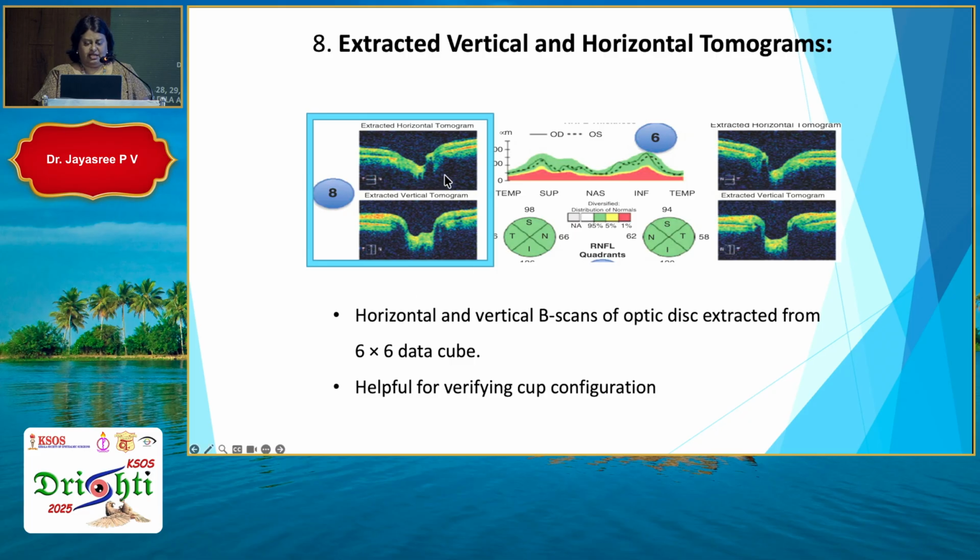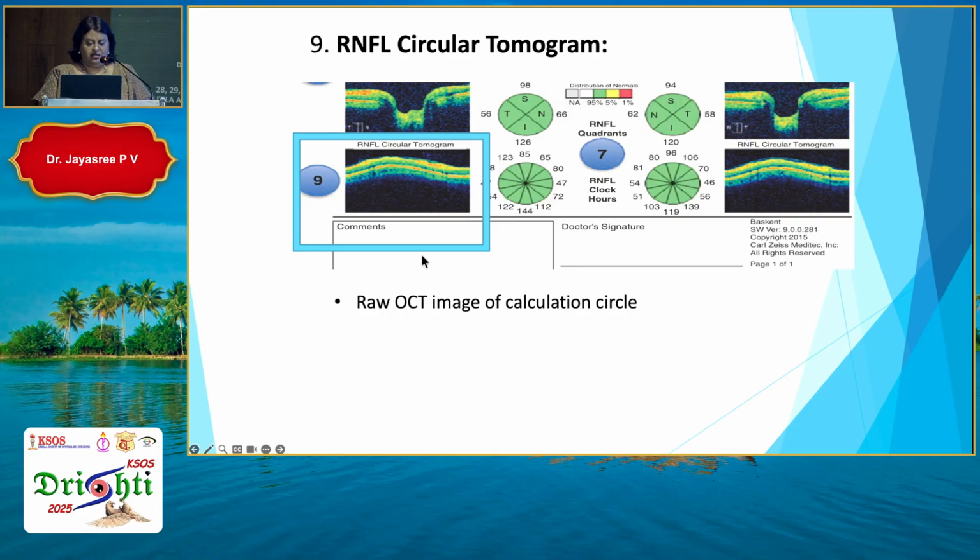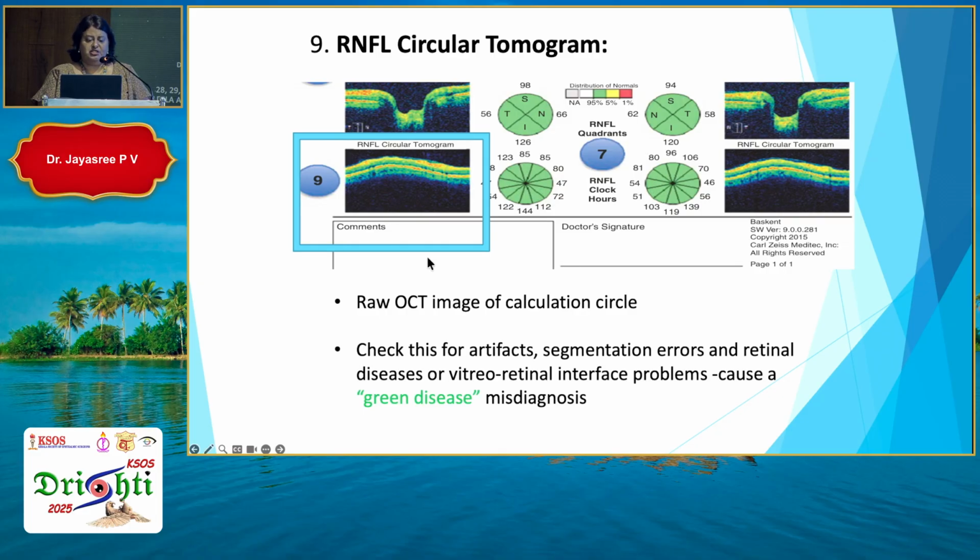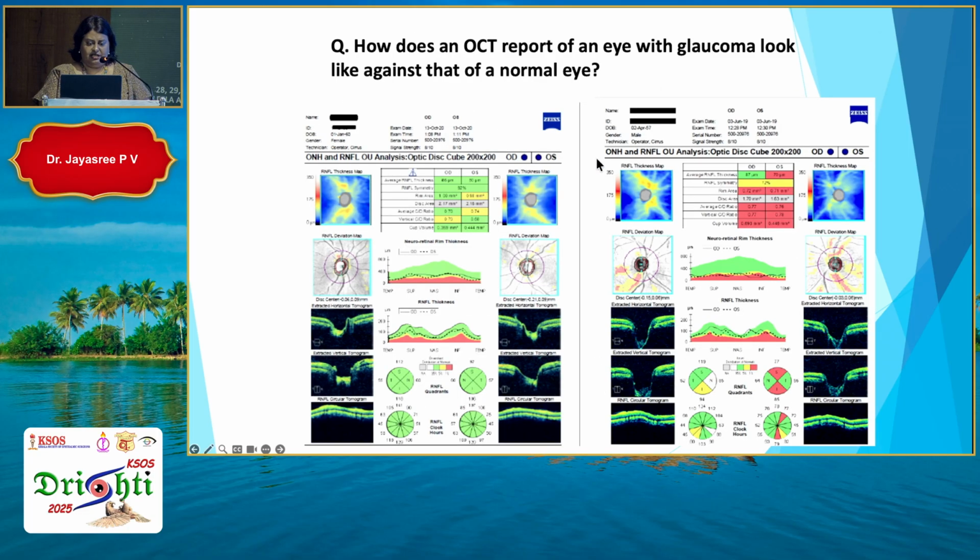Again, these are the B scans that were already mentioned, and this is to make sure that the configuration is appropriate. And this is the OCT image calculation circle, just to make sure that there are no PVDs causing green disease. Green disease I will come to later.